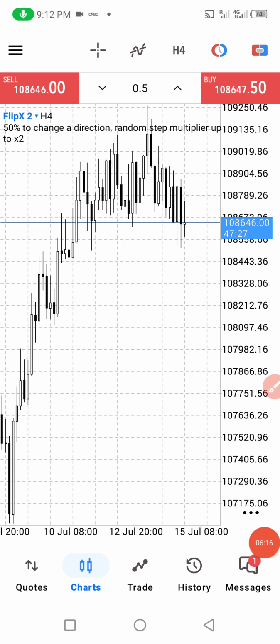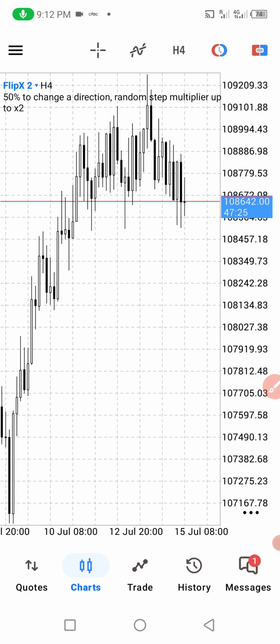Okay, right here I'm gonna use candlestick and also line chart to explain this.